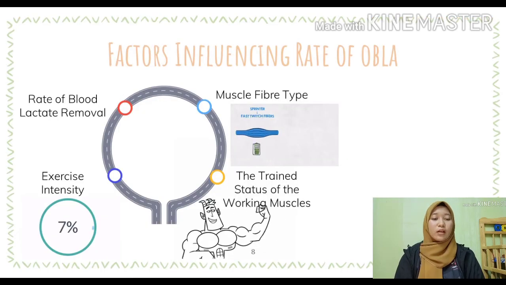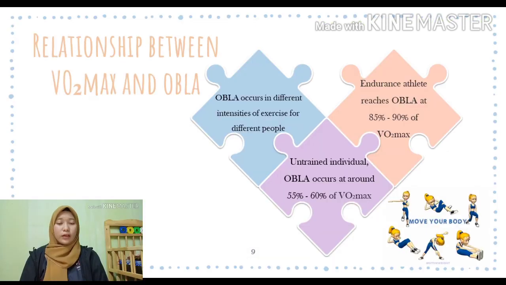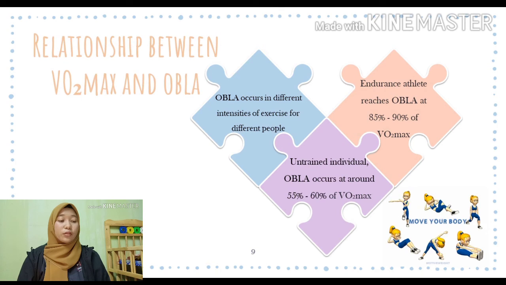Factors influencing the rate of OBLA are the rate of blood lactic removal, exercise intensity, muscle fiber type, type 1 or type 2, and the training status of the working muscles. Okay, the relationship between VO2 max and OBLA is that OBLA occurs at different exercise intensities for different people. In untrained individuals, OBLA occurs at around 55% to 60% of VO2 max. Endurance athletes reach OBLA at 85% to 90% of VO2 max.